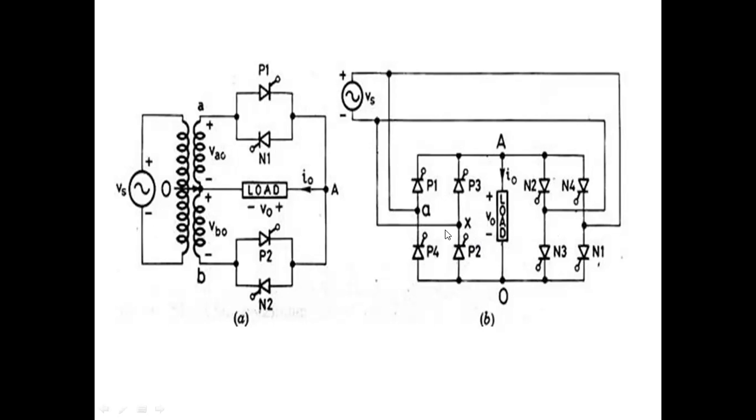See, P1, P2 cross, P1, P2, P3, P4. Similarly here also N1, N2, N3, N4. This is the bridge type. In between the positive side and negative side, we have the load.